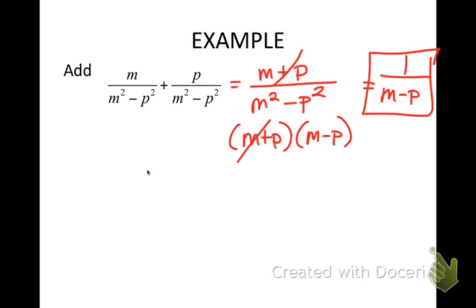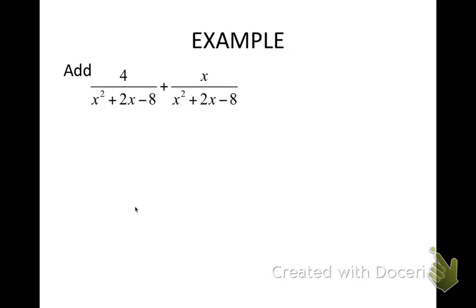Okay. All right, let's do one more like this, and then we'll go to the harder problems. Everybody ready? So we have 4 all over x squared plus 2x minus 8 plus x all over x squared plus 2x minus 8. My denominator is the same, so I'm just going to transfer that over: x squared plus 2x minus 8.